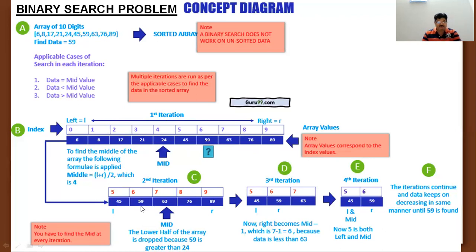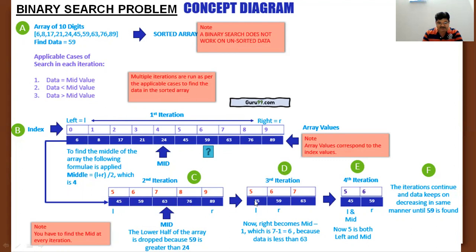Now we arrange the elements in the array. The first one is left and the last one is right. Now find the middle element here. Once the middle element is found, we compare the middle element with the searchable element. The searchable element 59 is compared with the middle element 63, and 59 is less than the middle element. Then we divide the array into two subparts. Consider the left subpart and ignore the right subpart. So here the left subpart is 45, 59, 63. This is the third iteration.